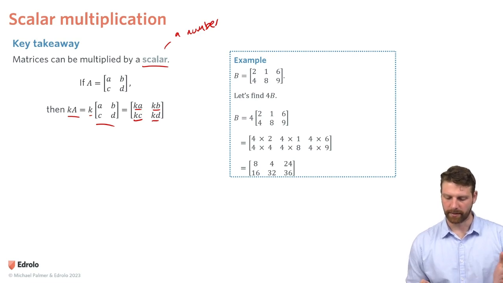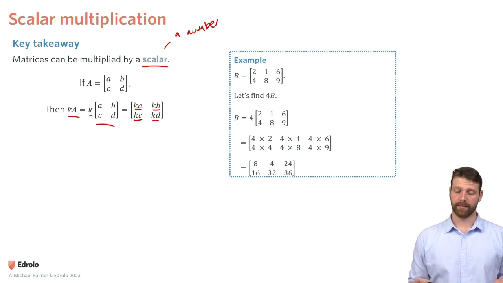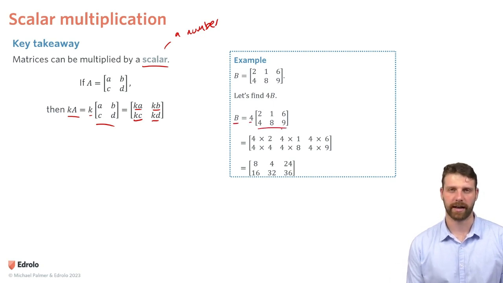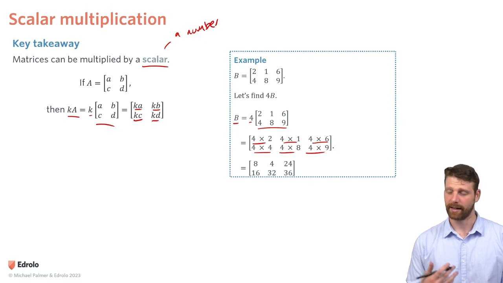So here we've got another example. I've got matrix B. It's got 2, 1, 6, 4, 8, 9 as elements. We're going to find 4 times B. So if we have B and we have 4 times B, then what I need to do is multiply all those elements by 4. So I get 4 times 2, 4 times 1, 4 times 6, 4 times 4, 4 times 8, and 4 times 9. And if we can do that multiplication, then we should get the matrix 8, 4, 24, 16, 32, and 36.